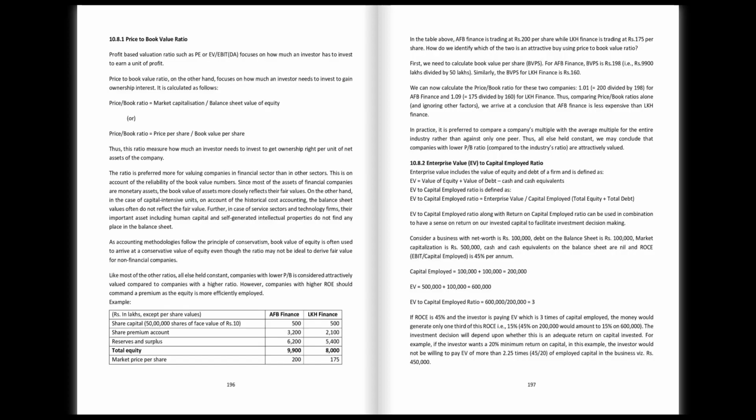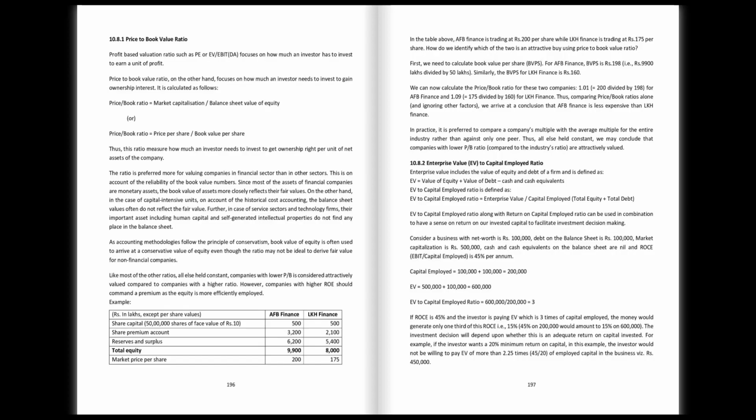Example. In the table above, AFB Finance is trading at 200 rupees per share while LKH Finance is trading at 175 rupees per share. How do we identify which of the two is an attractive buy using the price-to-book value ratio? First, we need to calculate book value per share, BVPS. For AFB Finance, BVPS is 198 rupees, that is, rupees 9,900 lakhs divided by 50 lakhs. Similarly, the BVPS for LKH Finance is 160 rupees.